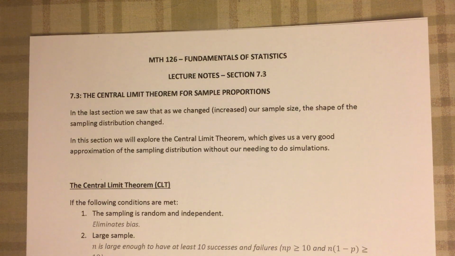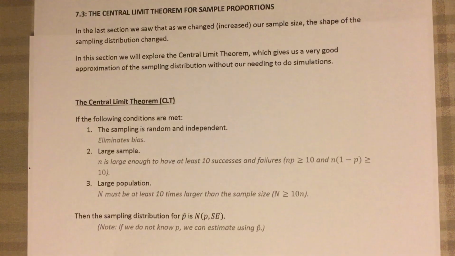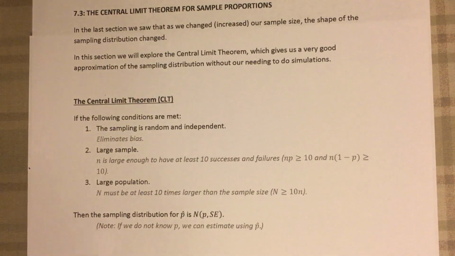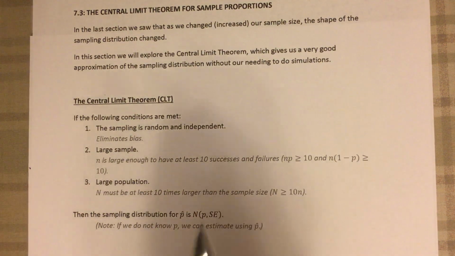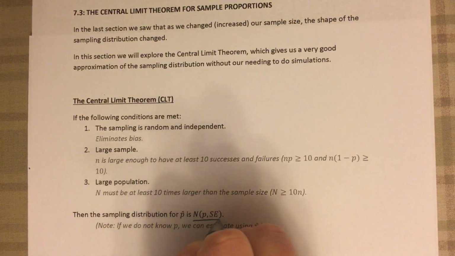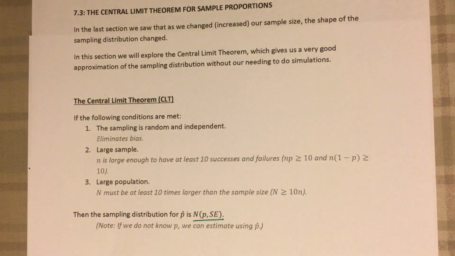So as we're going through our central limit problems, one of the things that we're going to be looking at and talking a lot about, especially in these first couple of examples, are the samplings that our data is coming from. Our central limit theorem tells us that if the following conditions are met, that the sample is random and independent, that we have a large enough sample, that we have a large enough population, then our sampling distribution is going to be N(p, SE), p being our population proportion, SE being our standard error.